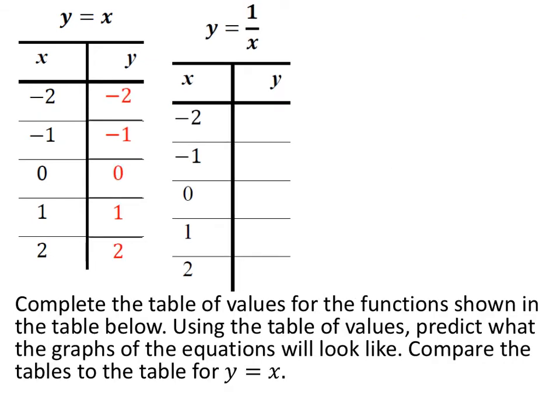Alright, so what about 1 over x? So x is negative 2, this first one. So that would give us 1 over negative 2. 1 over negative 1 can be simplified to just be negative 1. Now here's the thing, though, 1 over 0 is undefined. So we don't actually have a value for that.